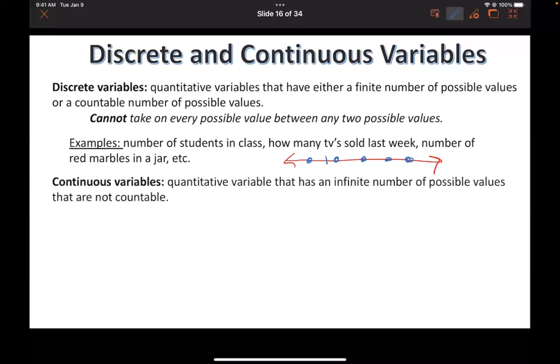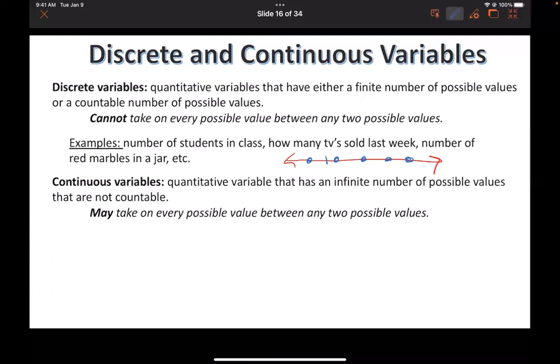Then we have continuous. It has an infinite number of possible values. It's not countable. So it can take on every possible value between 2 values. Time is one of them. I could not have been waiting 5 minutes if I wasn't waiting 4 minutes and 56 seconds.